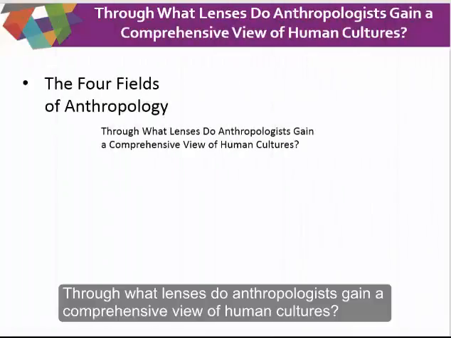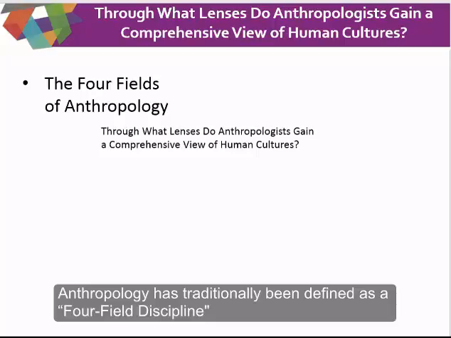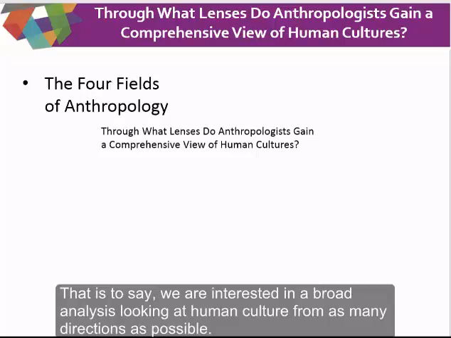Through what lenses do anthropologists gain a comprehensive view of human cultures? As an academic discipline within the United States, anthropology has traditionally been defined as a four-field discipline. Broadly speaking, the four-field approach can be equated with a holistic approach. That is to say, we are interested in a broad analysis looking at human culture from as many directions as possible.